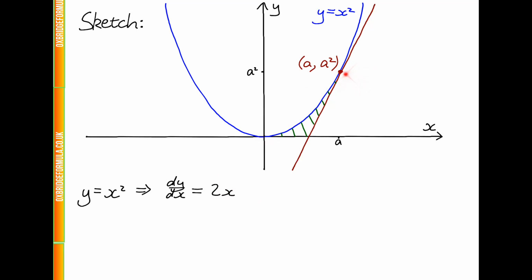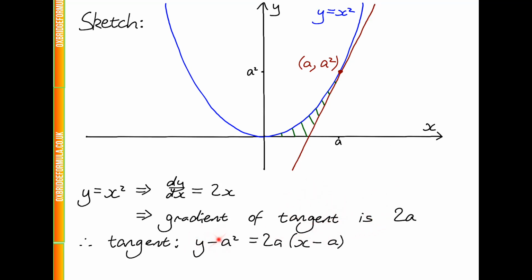And therefore, what is the gradient at the point (a, a squared), i.e. the gradient of the tangent line? Well, we just evaluate this at the point x equals a. So we see the gradient of the tangent is therefore 2a. So now that we know the gradient of the tangent, how can we find the equation of this tangent? Well, we know its gradient and we know a point which it goes through, which is the point (a, a squared). So we can therefore use the equation of a straight line in order to write down the equation of the tangent as y minus a squared equals 2a times x minus a.